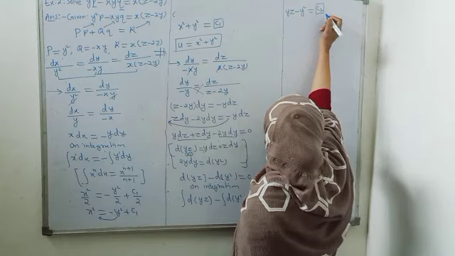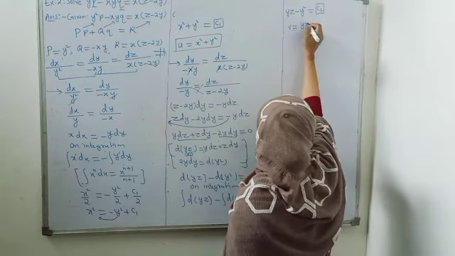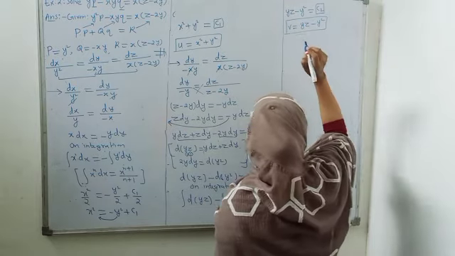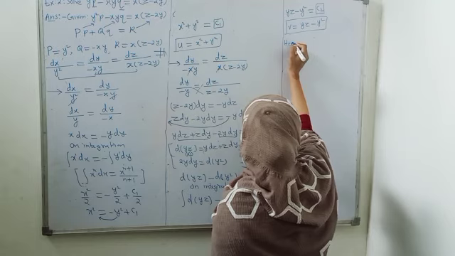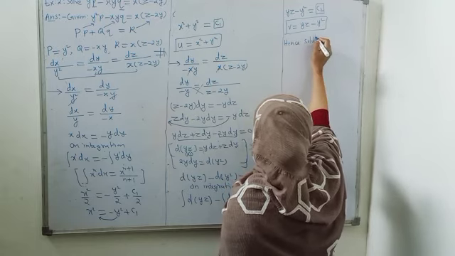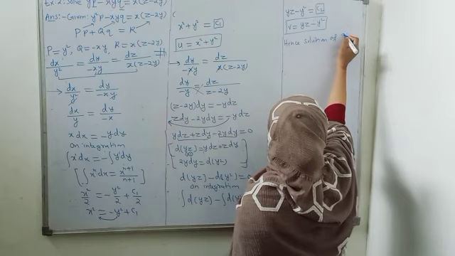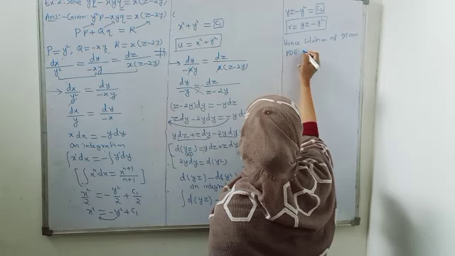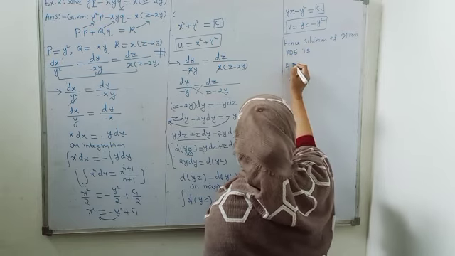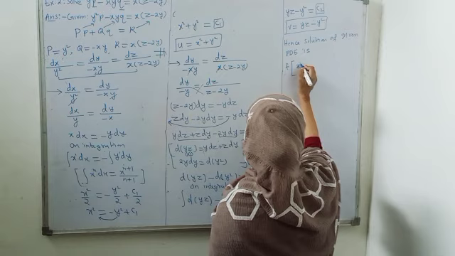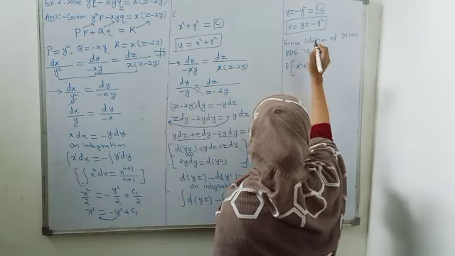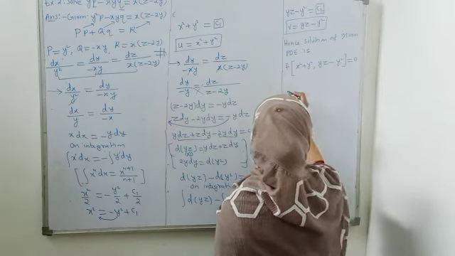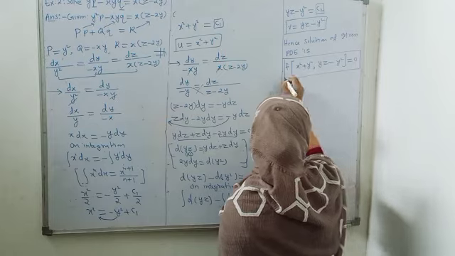Now take c2 as v. So v is equal to yz minus y square. This is the second solution. Hence we conclude the final solution. Hence the solution of the given partial differential equation is f of u, that is x square plus y square, comma v, that is yz minus y square, is equal to 0. So this is your final solution.